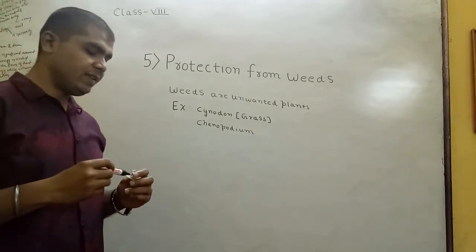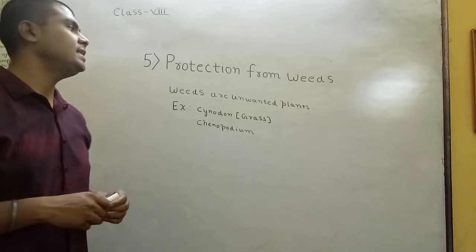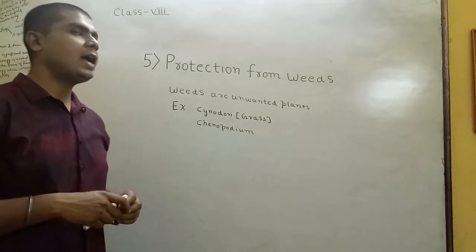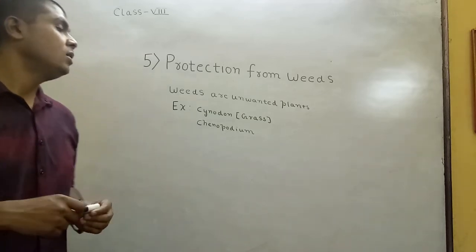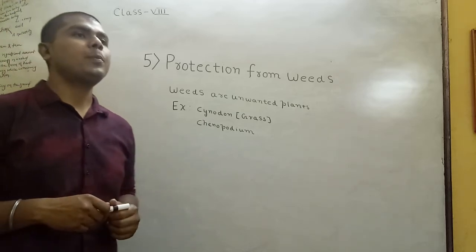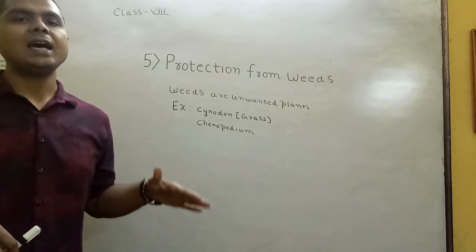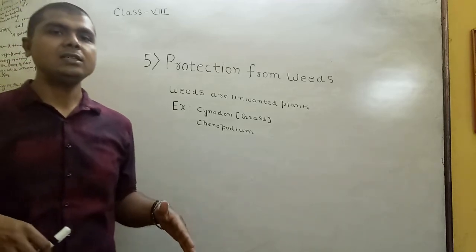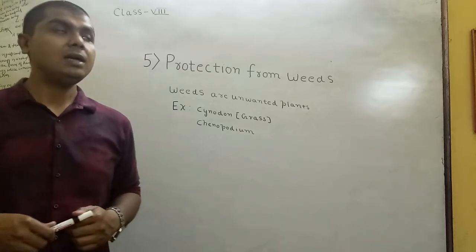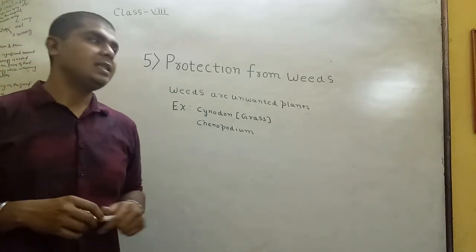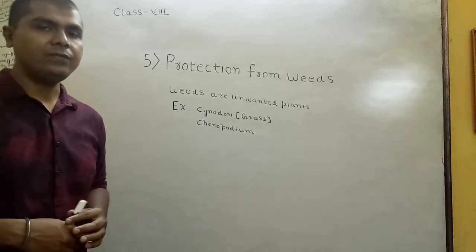And protection from weeds is very necessary because mostly plant productivity is hampered due to weeds. If you are adding fertilizers or manures, it will be of no use because most of them are being used by the weeds, as a result of which crop productivity will be hampered. So there is a need to remove the weeds either manually or by applying chemicals or by introduction of pests whose main food is the weeds. So these are some of the methods by which we can protect the crops from weeds.